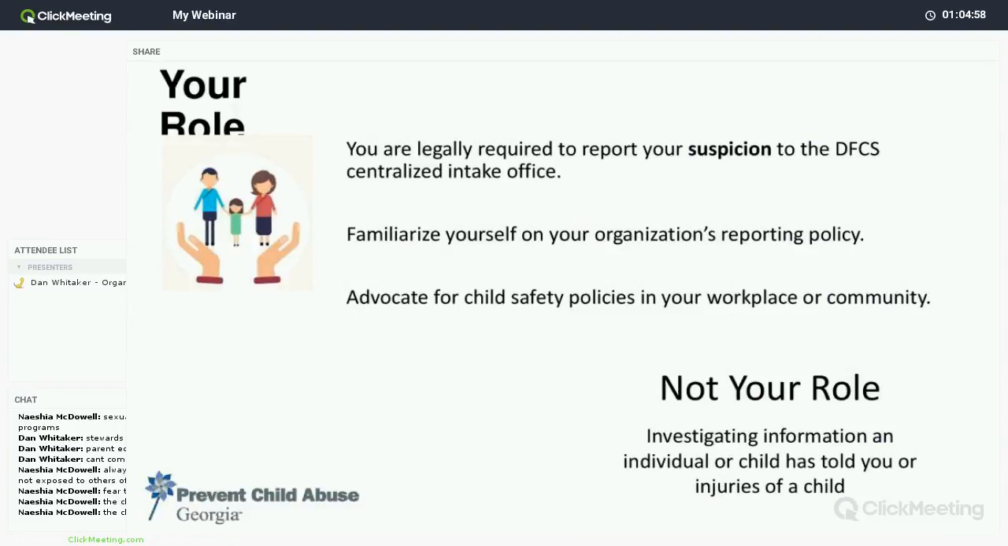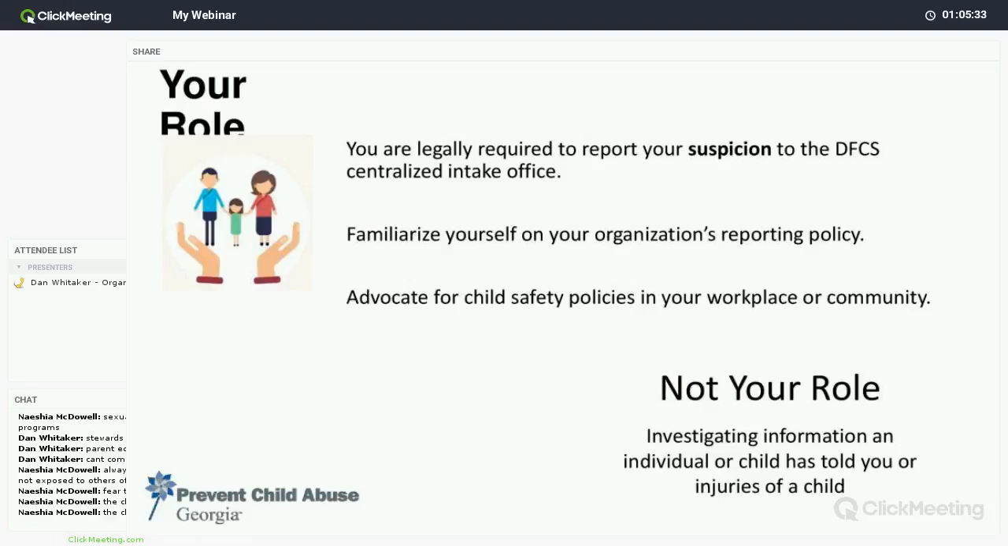So if you're reporting your suspicion of child maltreatment, it is assumed that you're doing so in good faith. You will not be liable if the report ends up unsubstantiated. Additionally, it is not your role to investigate or collect proof. Most reports will be based on suspicion or good faith. It is DFACS's job to ensure the safety of a child and to investigate suspected child maltreatment. By familiarizing yourself with your organization's reporting policy, there will be no doubt whether you have fulfilled your duties as a mandated reporter. If your organization doesn't have a policy, again, encourage them to create one.